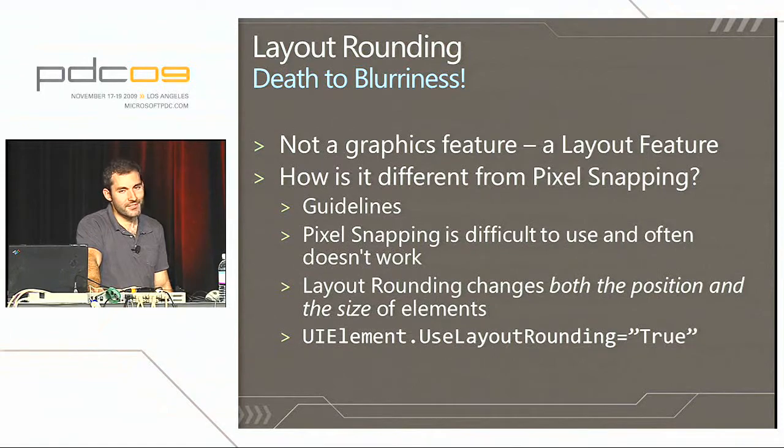This is different from pixel snapping. People are always asking, why not just use pixel snapping instead? We have this old API called pixel snapping. The thing about pixel snapping was it used guidelines and guideline collections, which were very confusing for a lot of people. And the other thing about pixel snapping was it wouldn't change the actual sizes of geometries. With layout rounding, if you have a rectangle, it'll actually snap the size of the rectangle to be pixel aligned so that every edge of the rectangle is clear.